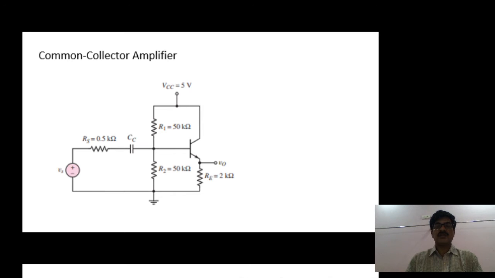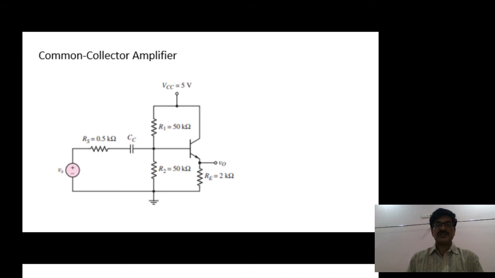Okay, this is the common collector amplifier. Common collector means the input is at the base of the transistor and output is taken from the emitter of the transistor like this. Okay, so for the analysis, you need to convert the given circuit into small signal equivalent circuit.